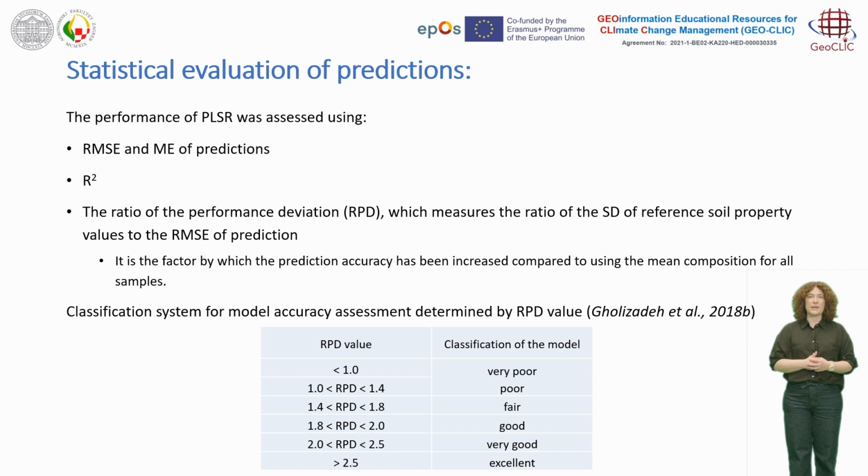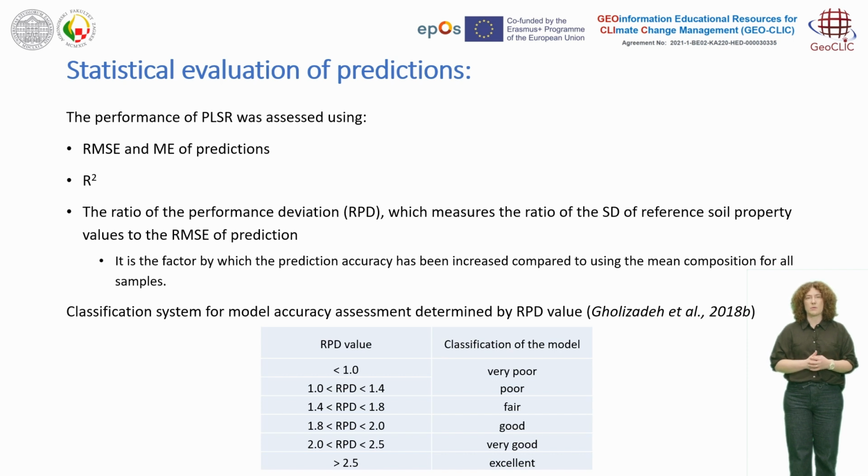After we perform the PLSR, we do statistical evaluation of predictions using root mean square error and mean error of prediction, coefficient of determination as well. R squared is explained variance of the model. Then we use RPD. This is the ratio of performance to deviation, which measures the ratio of the standard deviation of the reference soil property to the root mean square error of prediction. We can increase the prediction accuracy compared to using the mean composition for all samples.